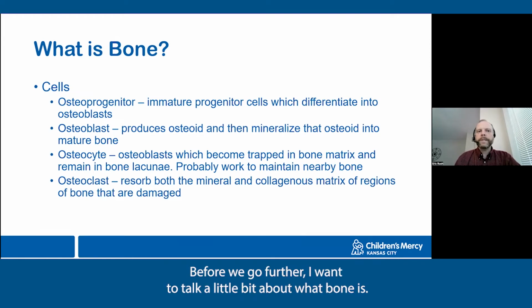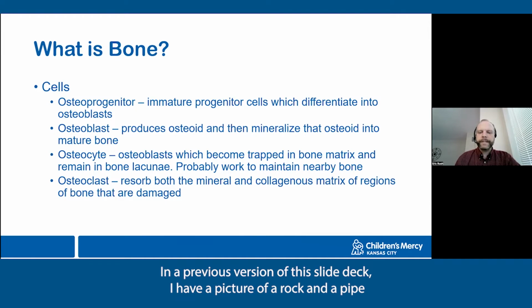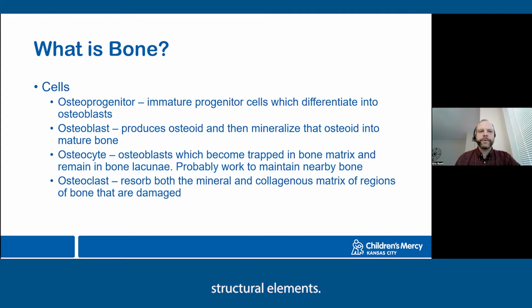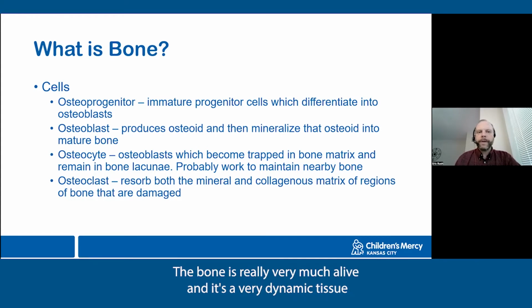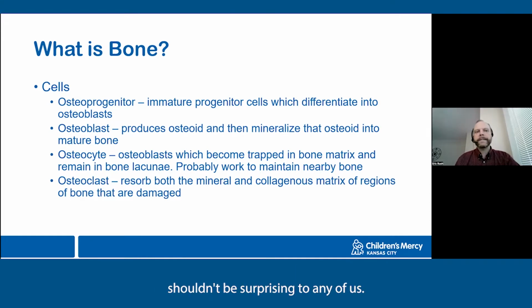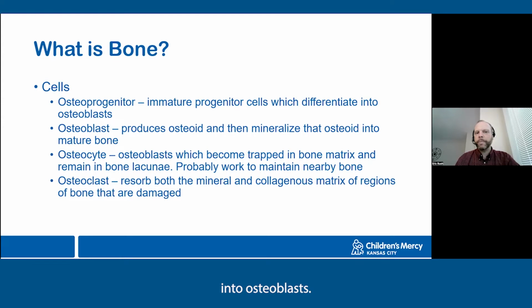Before we go further, I want to talk a little bit about what bone is. In a previous version of this slide deck, I have a picture of a rock and a pipe because I think people think about bones as these kind of inert structural elements. But bone is really very much alive, and it's a very dynamic tissue, and it's composed of a lot of different things. And one of the things that bone is comprised of are cells, which shouldn't be surprising to any of us. But some of the cells that I think are important for us to consider are osteoprogenitor cells. These are immature progenitor cells, and these eventually will differentiate into osteoblasts.